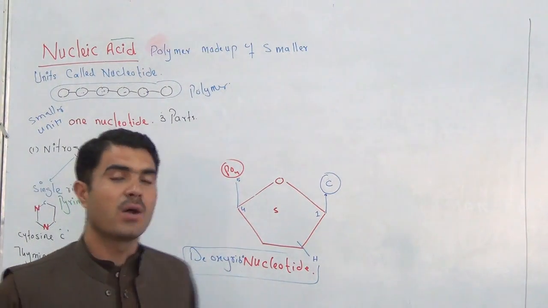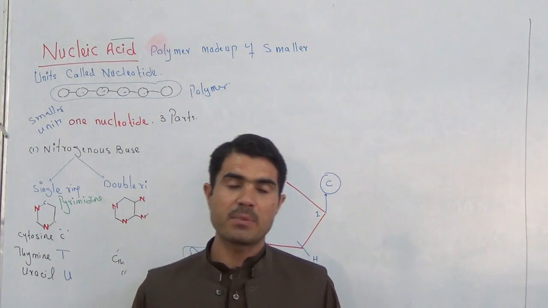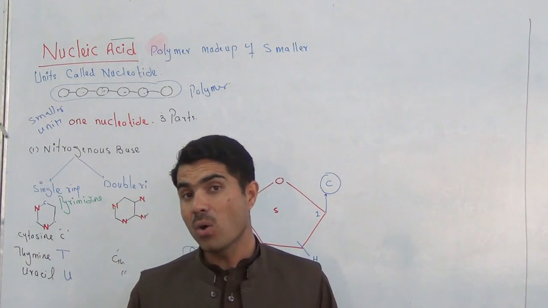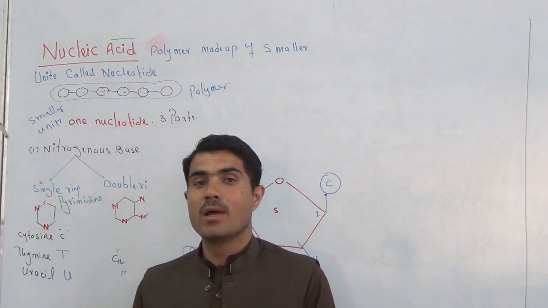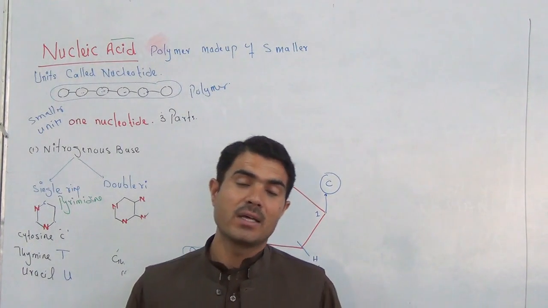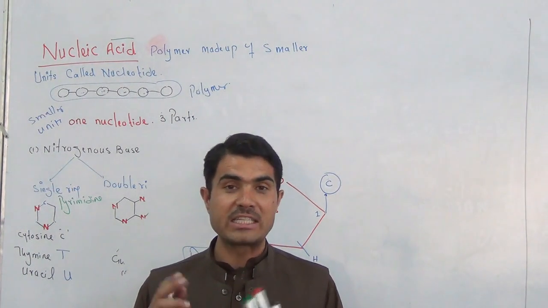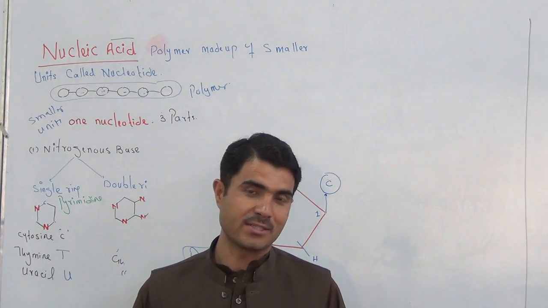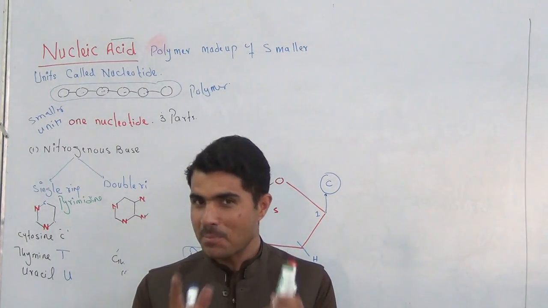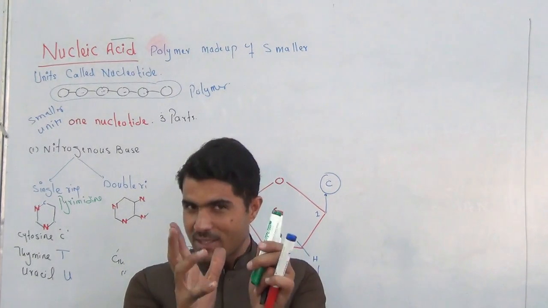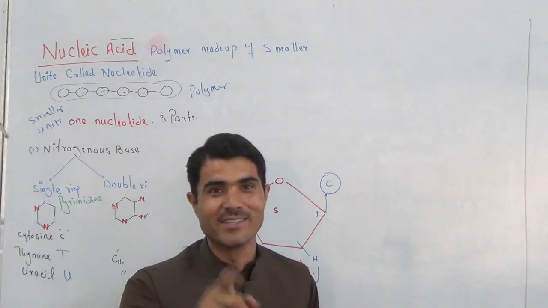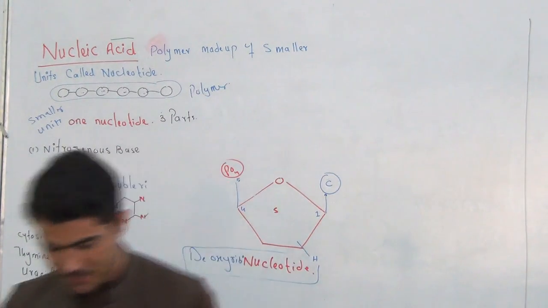Now, dear students, once we got the types of nucleotide, now I will take you to the structure of all 5 types of nucleotide, different nucleotide structures. Please give me some time so that I can fix the camera, your eyes on my right side.